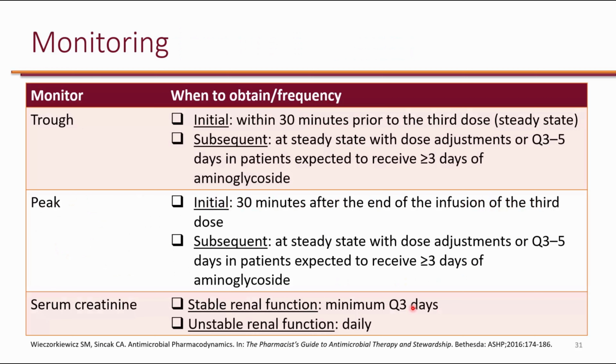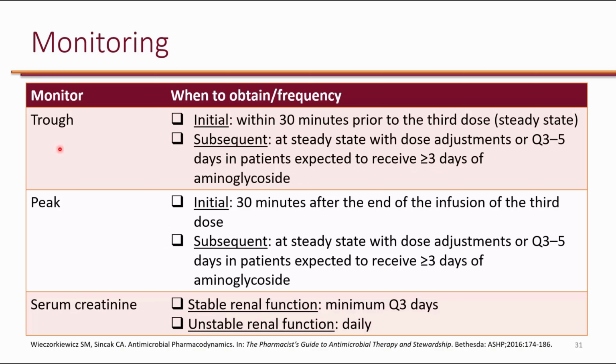And when it comes to monitoring, we want to monitor both trough and peak. So the trough, you want to get it within 30 minutes prior to the 3rd dose. So that's as close as it gets to steady state. So you want to get the level close to the steady state. And then assuming that the level is at goal, you would just want to get the trough every 3 to 5 doses in most patients with stable renal function. Of course, more frequent monitoring would be required depending on the clinical status and also on renal status.